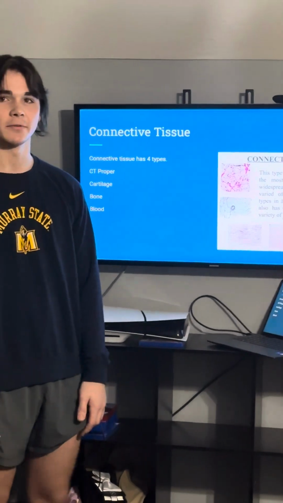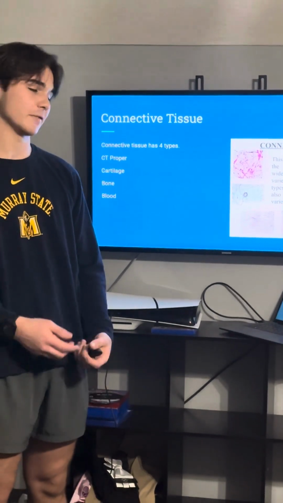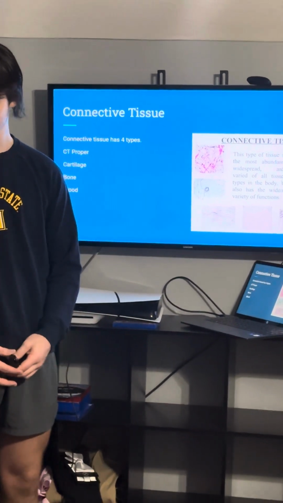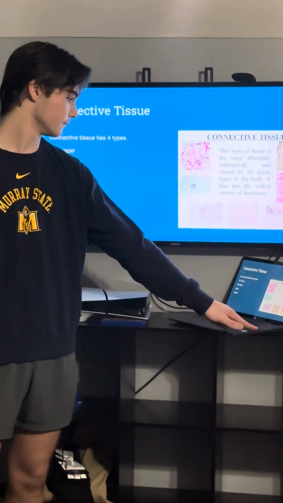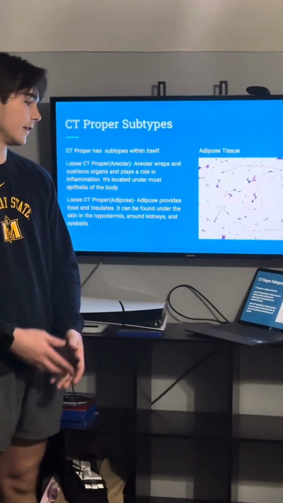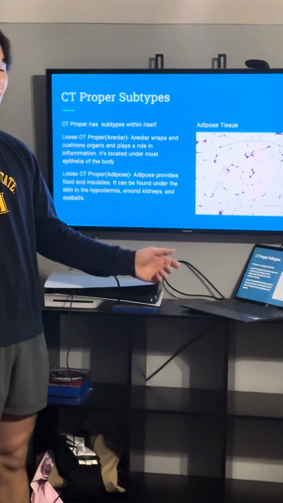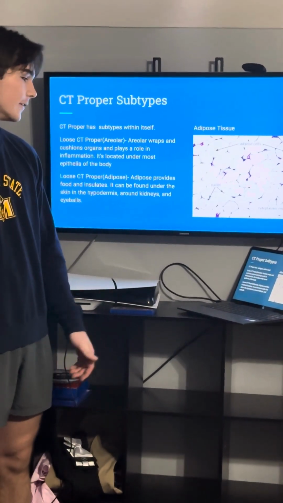The next type of tissue we're going over is connective tissue. Connective tissue has 4 types. It has CT proper, cartilage, bone, and blood. Connective tissue proper has subtypes within itself. This is just a list of connective tissue proper subtypes right here.